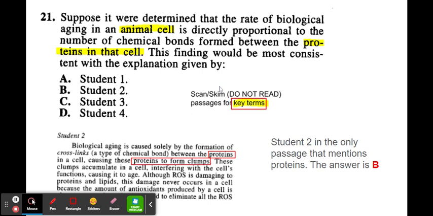That's it. Moving on. Number 21 says, suppose it was determined that the rate of biological aging in an animal cell is directly proportional to the number of chemical bonds formed between the proteins in that cell. This finding would be most consistent with the explanation given by what? Okay, so if I remember, student two talked about proteins and chemical bonds. So I go back and skim this one. Yep, it says chemical bonds and proteins. Student two is the answer for this one.